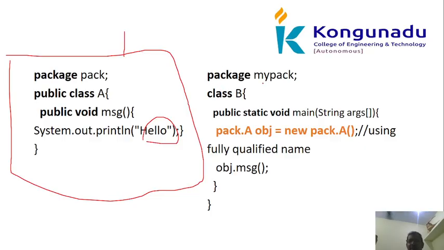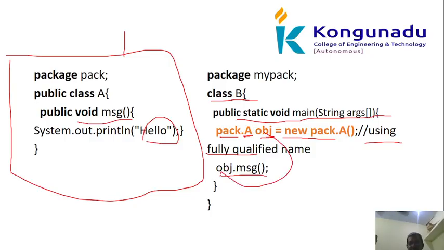Another package name is my pack. I am going to create the class B, which has the main function. By using the fully qualified name, I am going to access this object specifically. So pack dot A: pack is the package name, A is the class name, and then your object name equal to new of your package name dot class name. This is known as a fully qualified name. The method is already given, void message, so object dot message. The object is mentioned as obj, and you will get the same output here, hello.